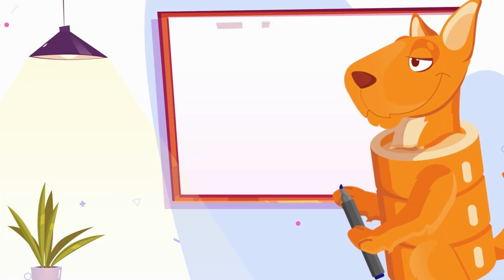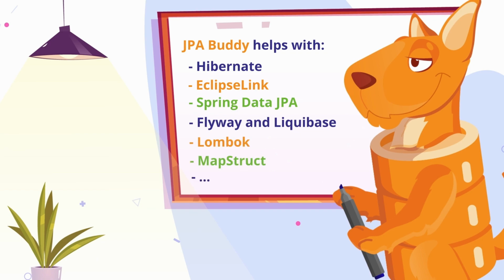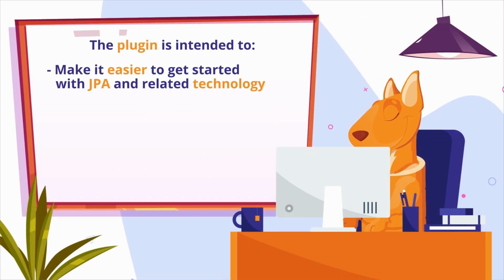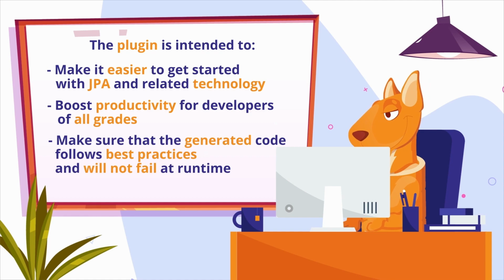JPA Buddy is an IntelliJ IDEA plugin that helps developers to work efficiently with Hibernate and Eclipse Link, Spring Data JPA, Flyway and Liquibase, Lombok, MapStruct, and other related technologies in both Java and Kotlin. The plugin is intended to make it easier to get started with JPA and related technology, boost productivity for developers of all grades, and make sure that the generated code follows best practices and will not fail at runtime.